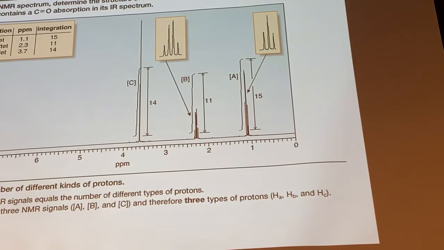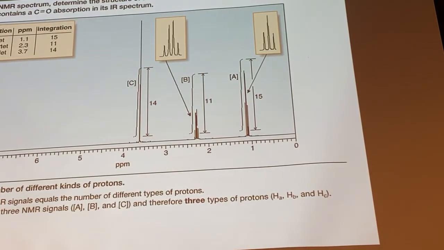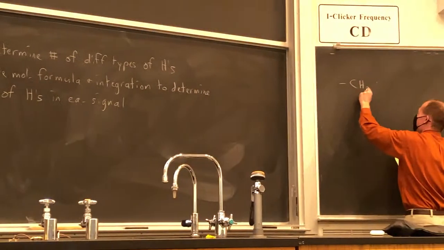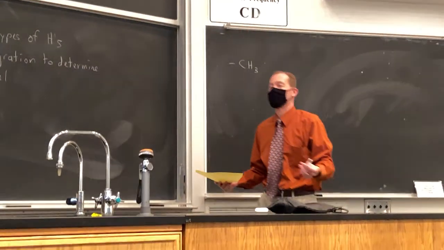Okay, so knowing there are 5 integration units per hydrogen, we can look at each of these signals and figure out how many hydrogens are represented. This first, well, let's go from right to left. So C is going to have, we divide that by 5 and we get a number pretty close to 3. So we're going to draw this over on the sideboard. That tells us that we have a methyl group. That's a CH3. Okay.